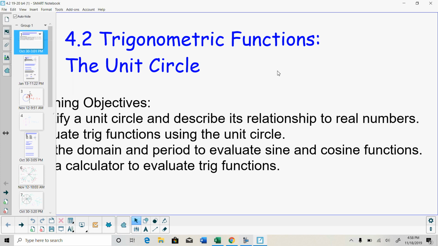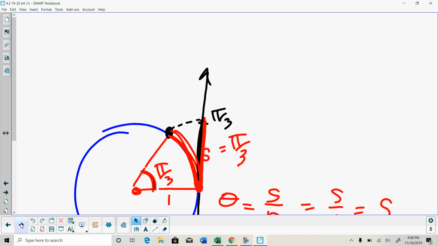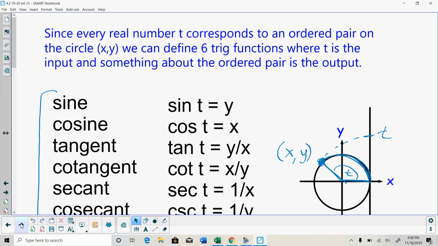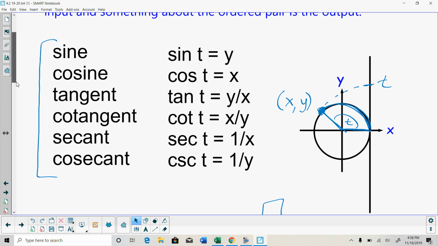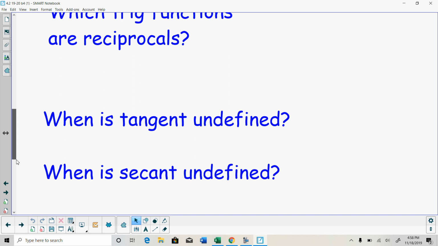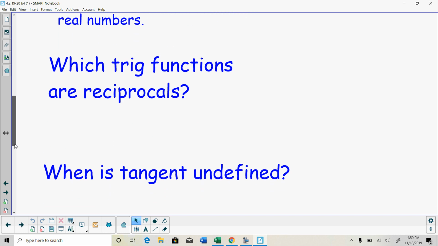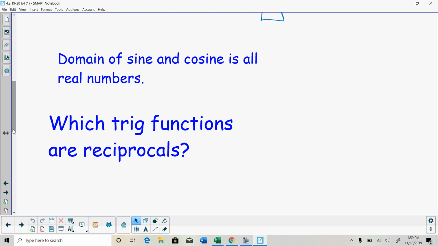This is a continuation of section 4.2, trig functions, the unit circle. So far we have developed the idea of a unit circle, and we talked about what the 6 trig functions are associated with an ordered pair on the unit circle. But what we haven't done is talk about which trig functions are reciprocals, and we didn't specify that the domain is all real numbers.